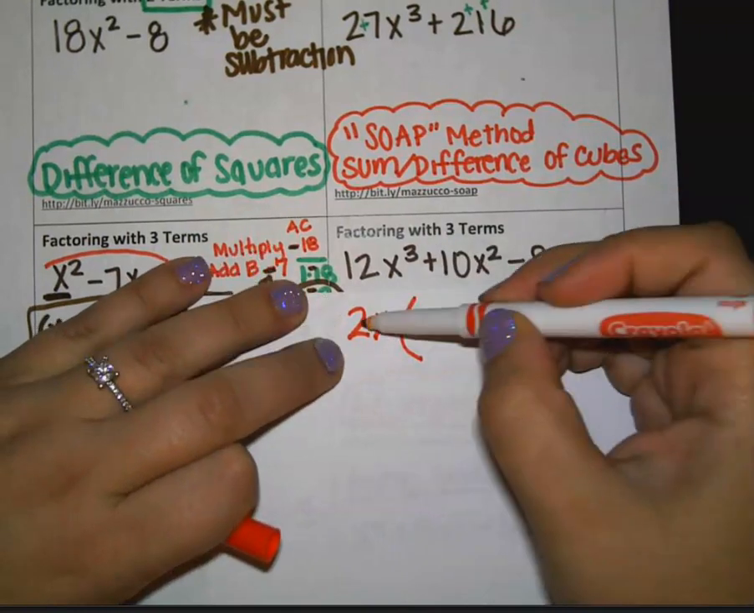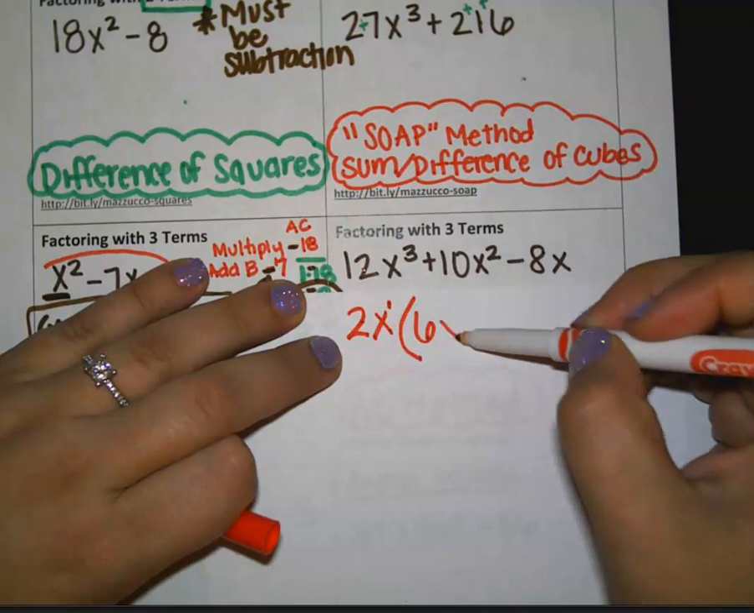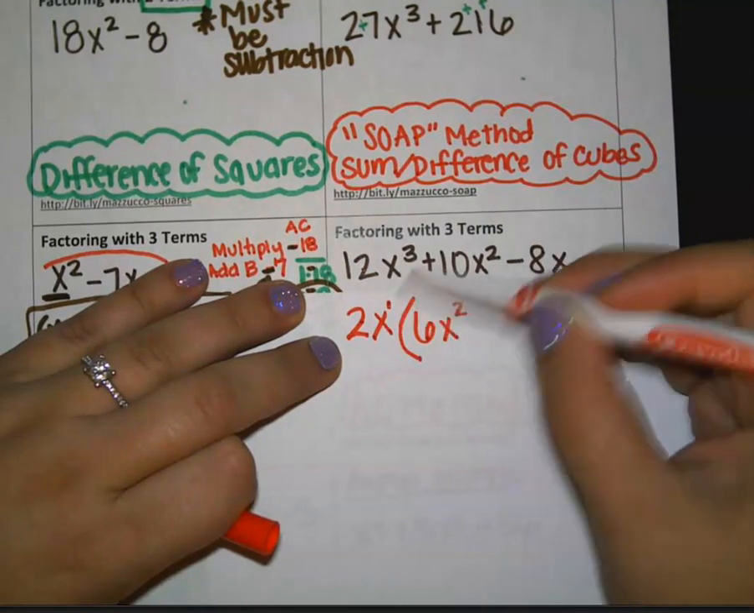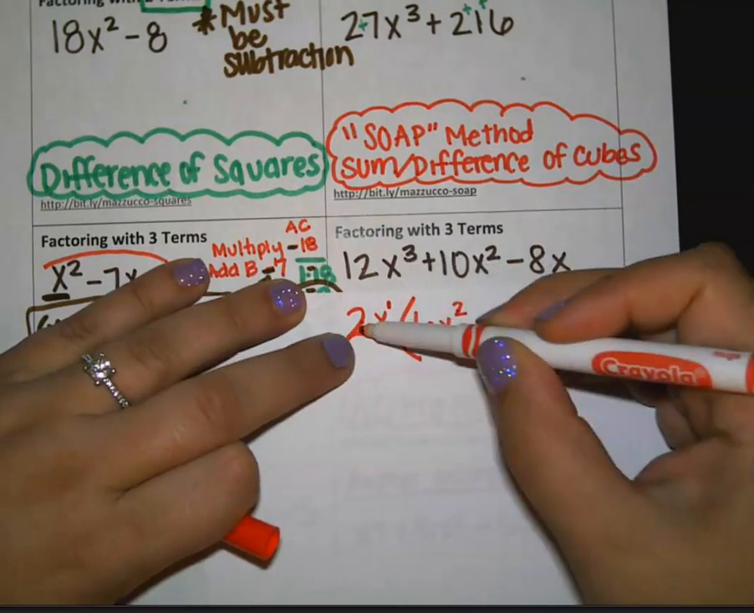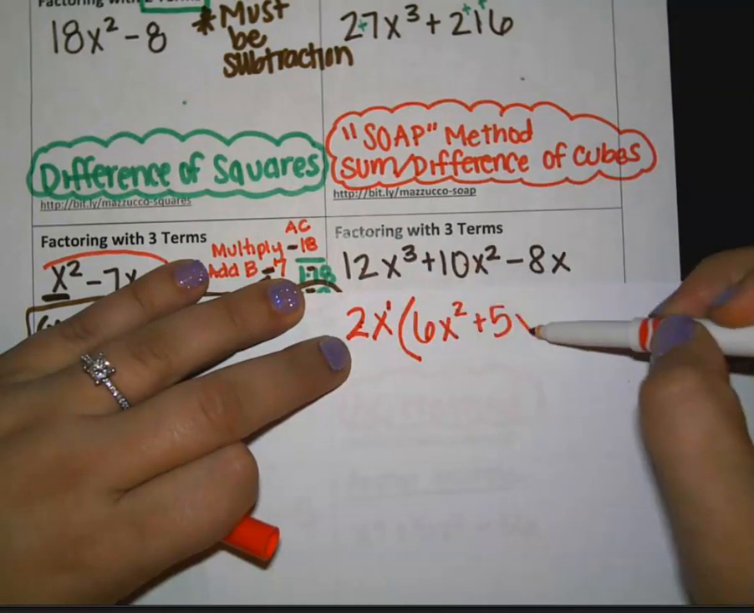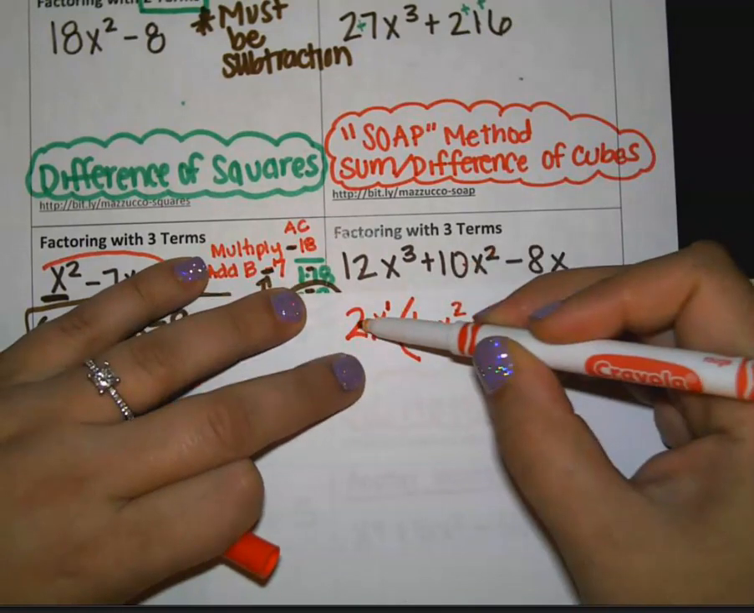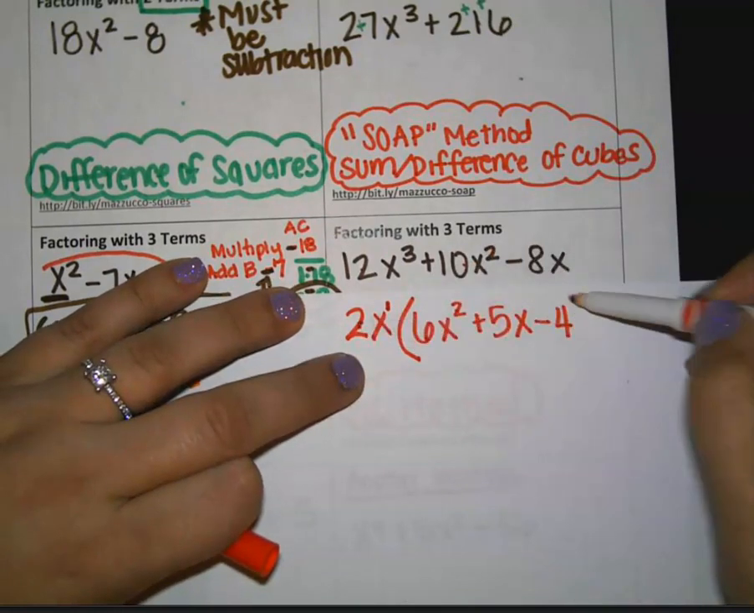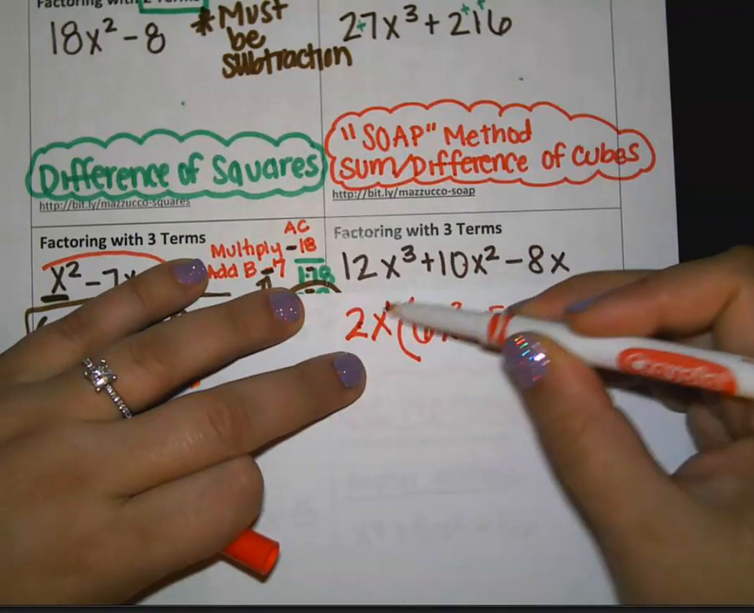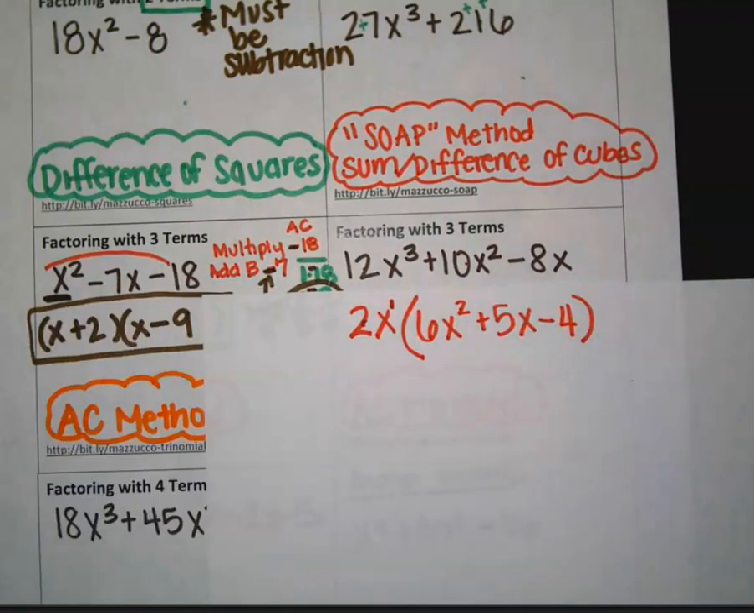So then 2 times 6 is 12, and if I have an x here, I need 2 more, because 2 plus 1 would make the 3. And then 2 times 5 is 10, and if I have an x, I need 1 more x, so these 2 would add together to make 2. And then 2 times negative 4 is negative 8, and I would already have an x when I distribute here. So that is step 1, find the GCF.